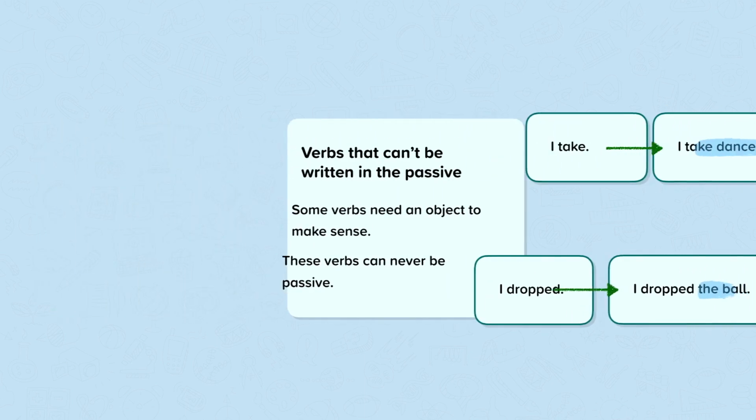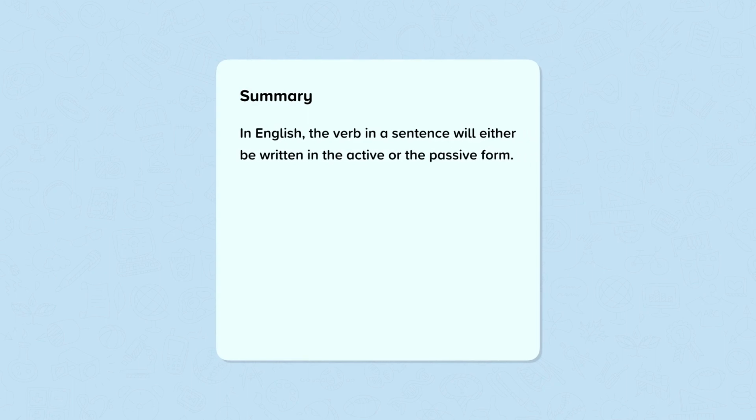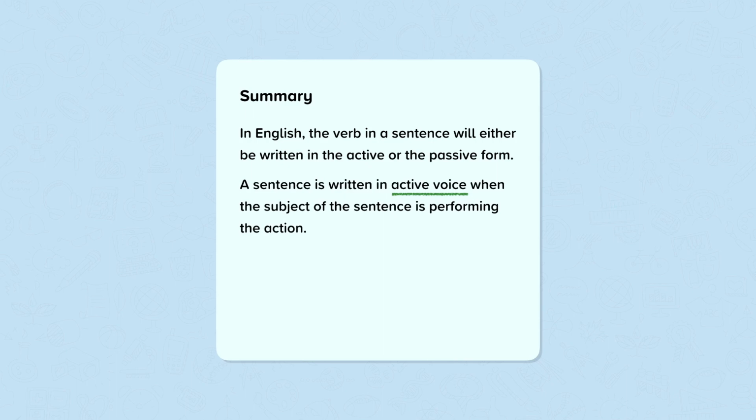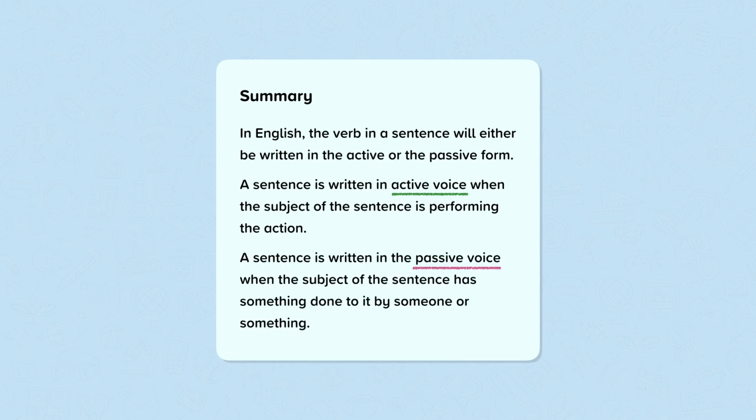So, to summarise. In English, the verb in a sentence will either be written in the active or the passive form. A sentence is written in the active voice when the subject of the sentence is performing the action. A sentence is written in the passive voice when the subject of the sentence has something done to it by someone or something.